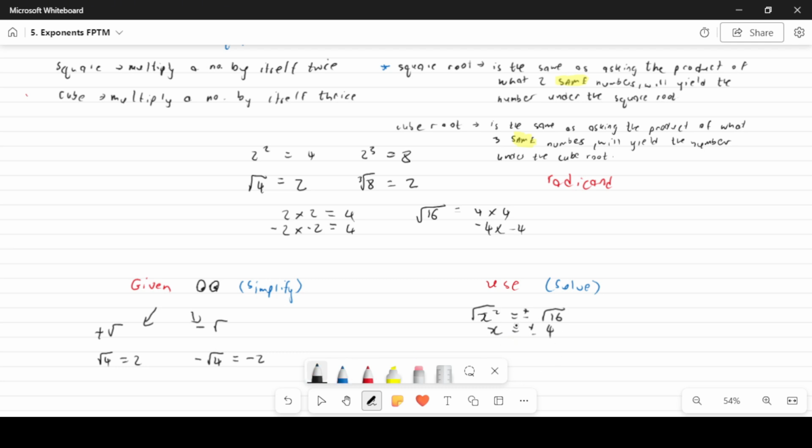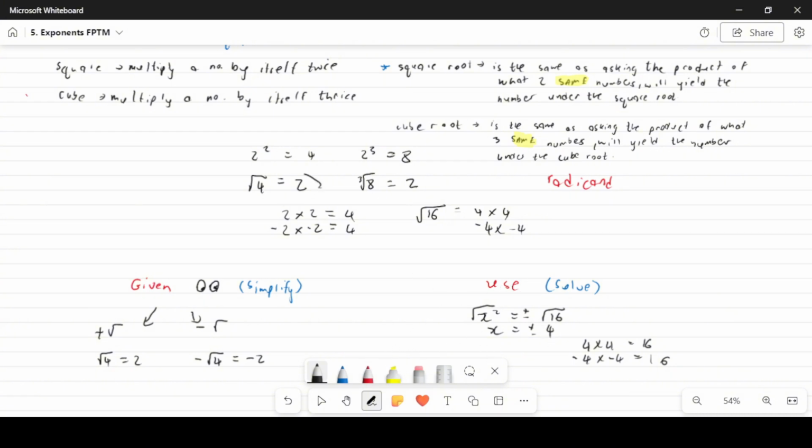And there are two instances whenever you're using the square root. You could have a positive instance where 4 times 4 gives you 16, and you could have the negative instance where -4 times -4 will also give you 16. Why? Because the product of an even number of negatives will be positive. And because that number there is positive, we can confidently conclude that there are two possibilities. Do you understand that? This is what we mean by given and by using.